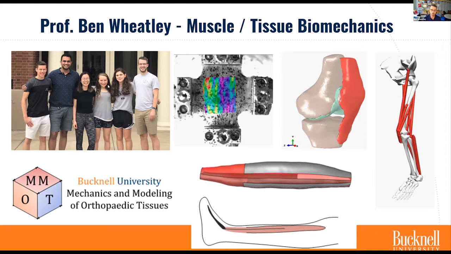And so we'll do materials testing on these types of soft musculoskeletal tissues, and then create associated computer models to better understand how they function in the human body. So for example, we have models of the knee shown in the top center there, and of a muscle in the leg known as the tibialis anterior, shown in the bottom there.